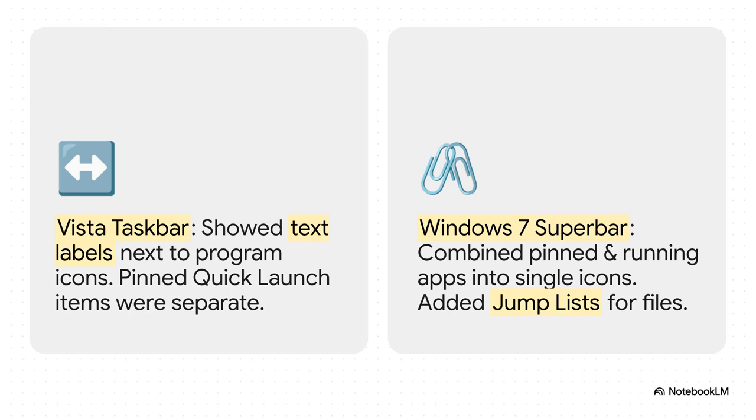But really, the bigger story during this time was the evolution of the taskbar again. The Vista taskbar still mostly worked like it did back in '95, with text labels next to the icons. But Windows 7 gave us the Superbar. It smartly combined your pinned shortcuts and your running apps into single, clean icons without any text. This just tidied up the whole interface, and with the addition of jump lists to quickly get to recent files, it made the taskbar way more powerful.